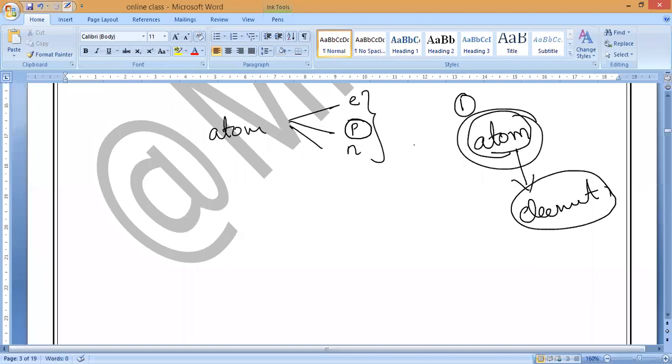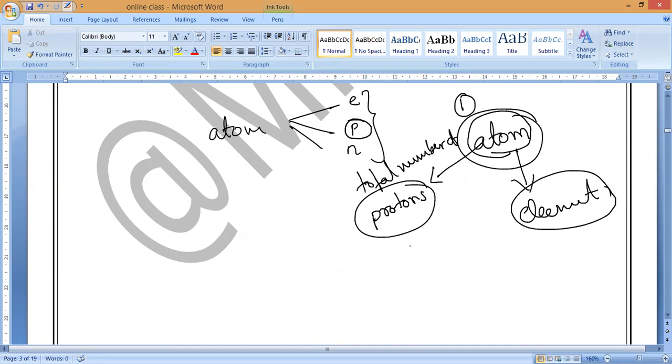Understanding? So in that atom, whatever the total number of protons present, understanding? Which is what we used to call, what we used to call, guys? The atomic number of an element.